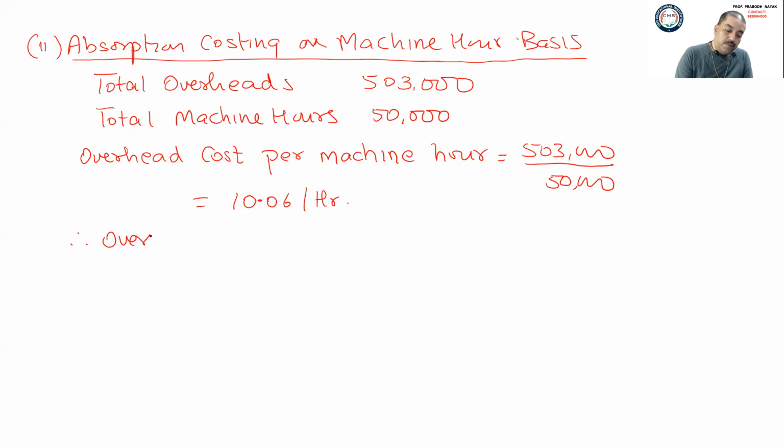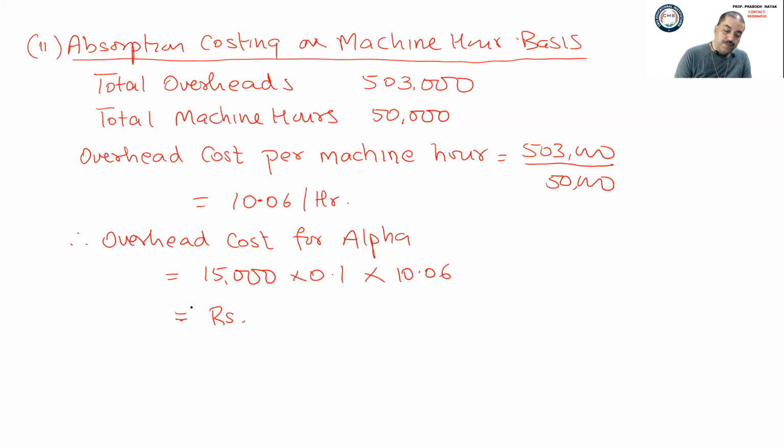Therefore, overhead cost for Alpha is equal to 15,000 units into 0.1 per unit into rate 10.06 per hour. Tell me how much? 15,090. Yes, 15,090.